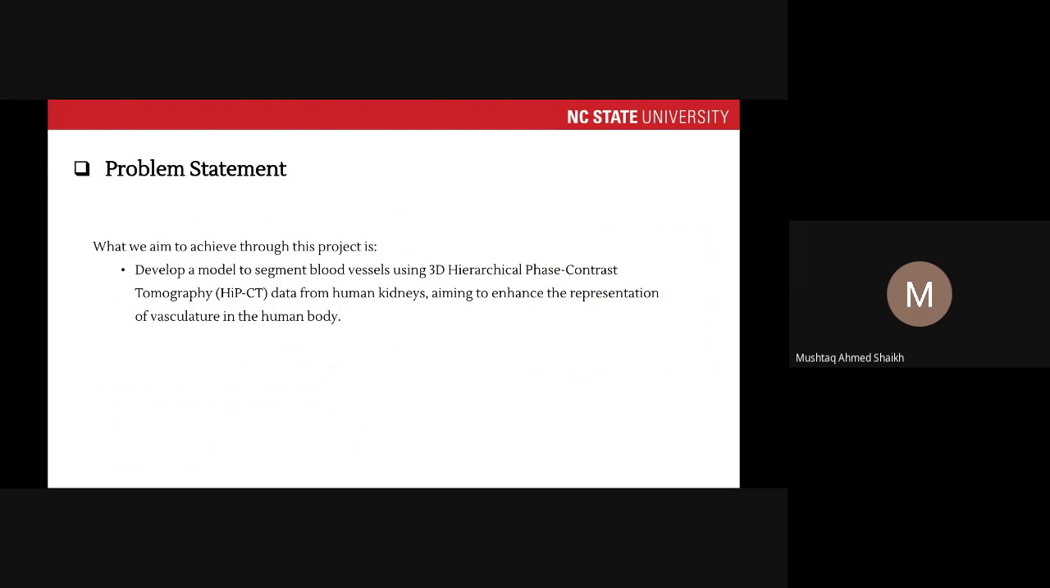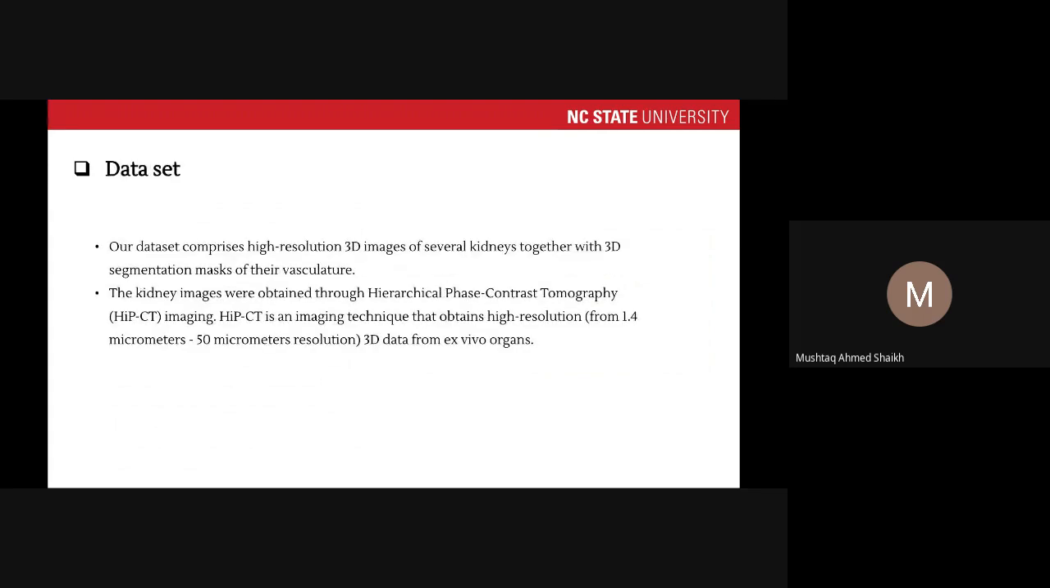The problem statement is what we aim to achieve through this project: to develop a model to segment blood vessels using 3D hierarchical phase contrast tomography, which is the HiP-CT data from human kidneys, aiming to enhance the representation of vasculature in the human body. So our data set comes from two different sources, and it comprises high resolution 3D images of several kidneys along with 3D segmentation masks of each of the kidneys' vasculature.